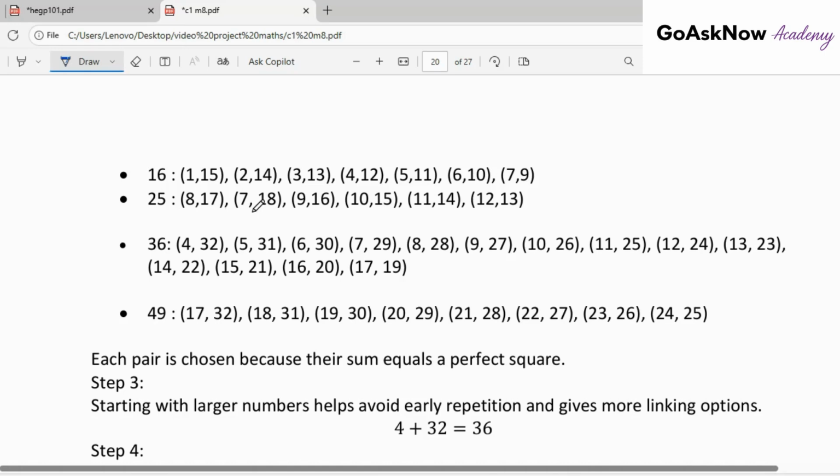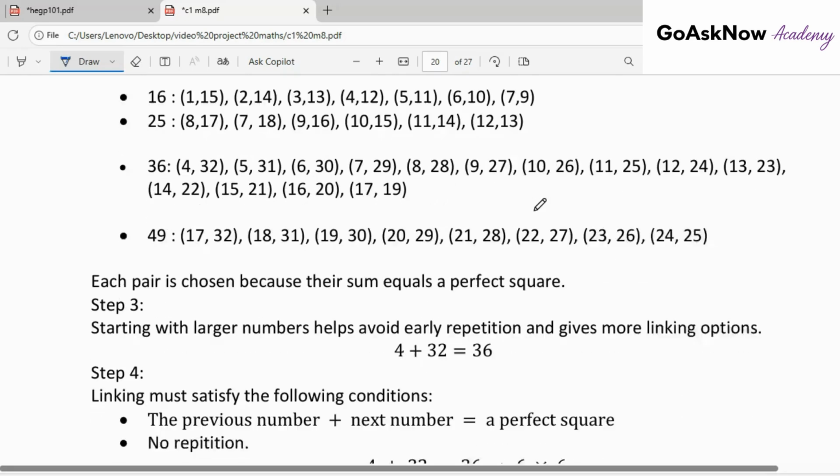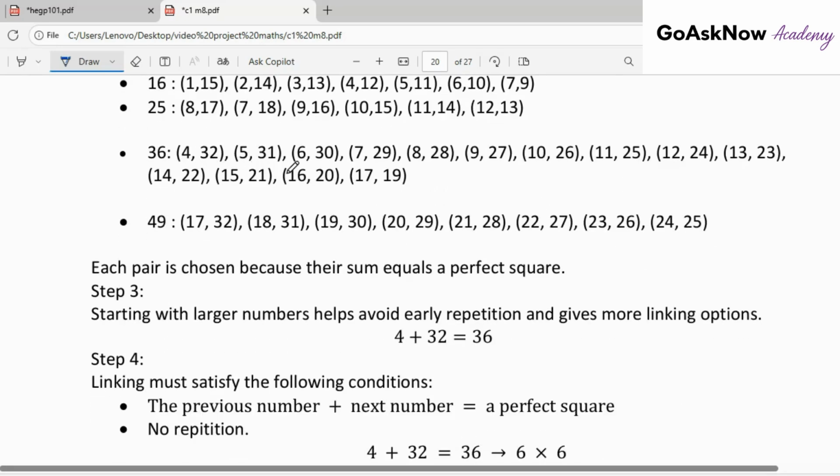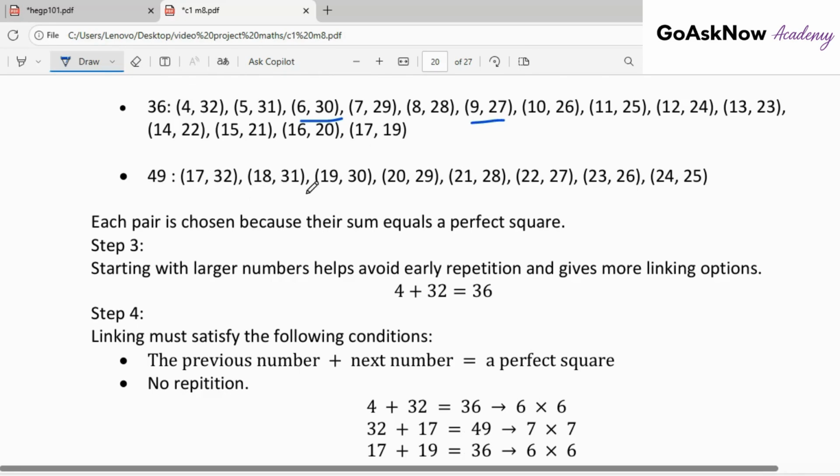For 25: 8 and 17, 7 and 18, 9 and 16, 10 and 15, 11 and 14, 12 and 13. For 36: 4 and 32, 5 and 31, 6 and 30, 7 and 29, 8 and 28, 9 and 27, 10 and 26, 11 and 25, 12 and 24, 13 and 23, 14 and 22, 15 and 21, 16 and 20, 17 and 19. For 49: 17 and 32, 18 and 31, 19 and 30, 20 and 29, 21 and 28, 22 and 27, 23 and 26, 24 and 25.